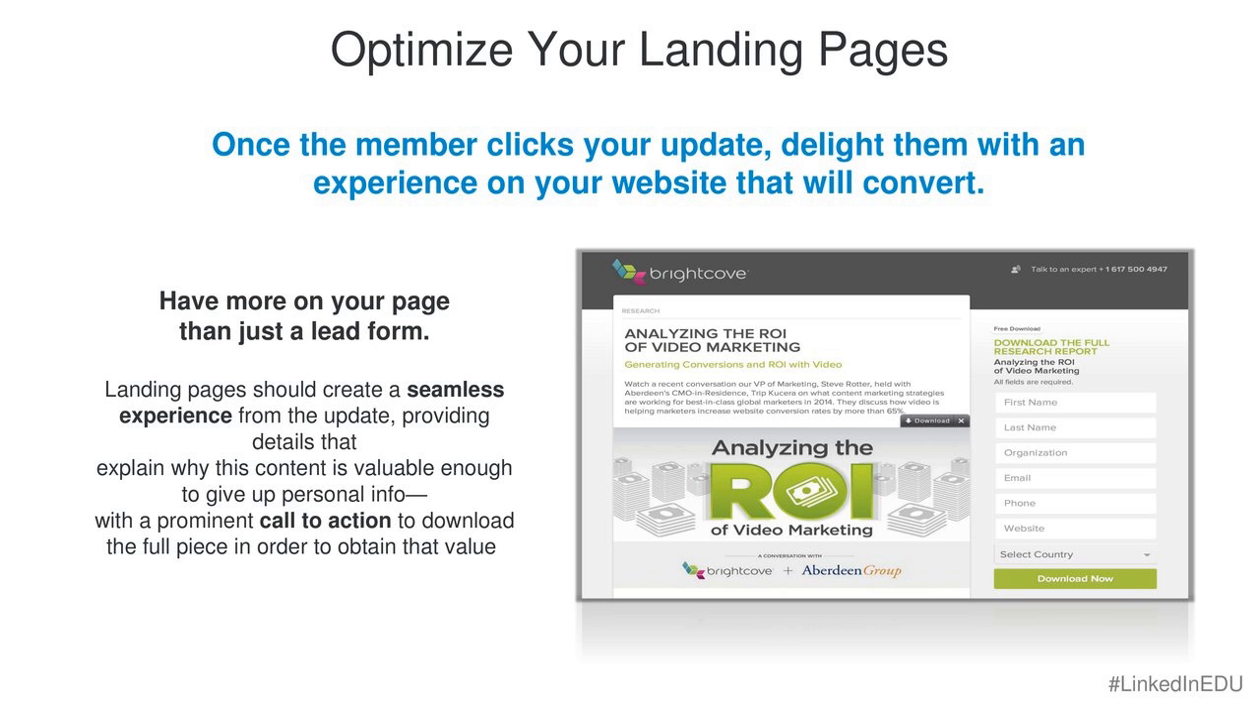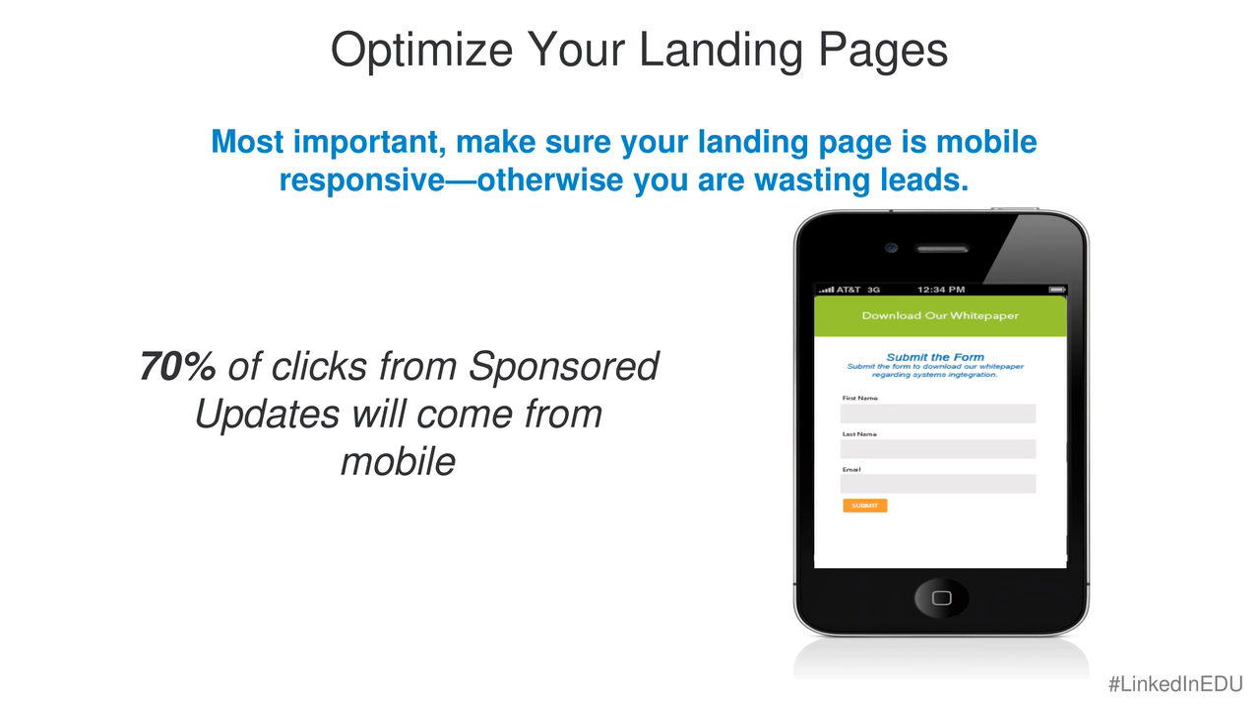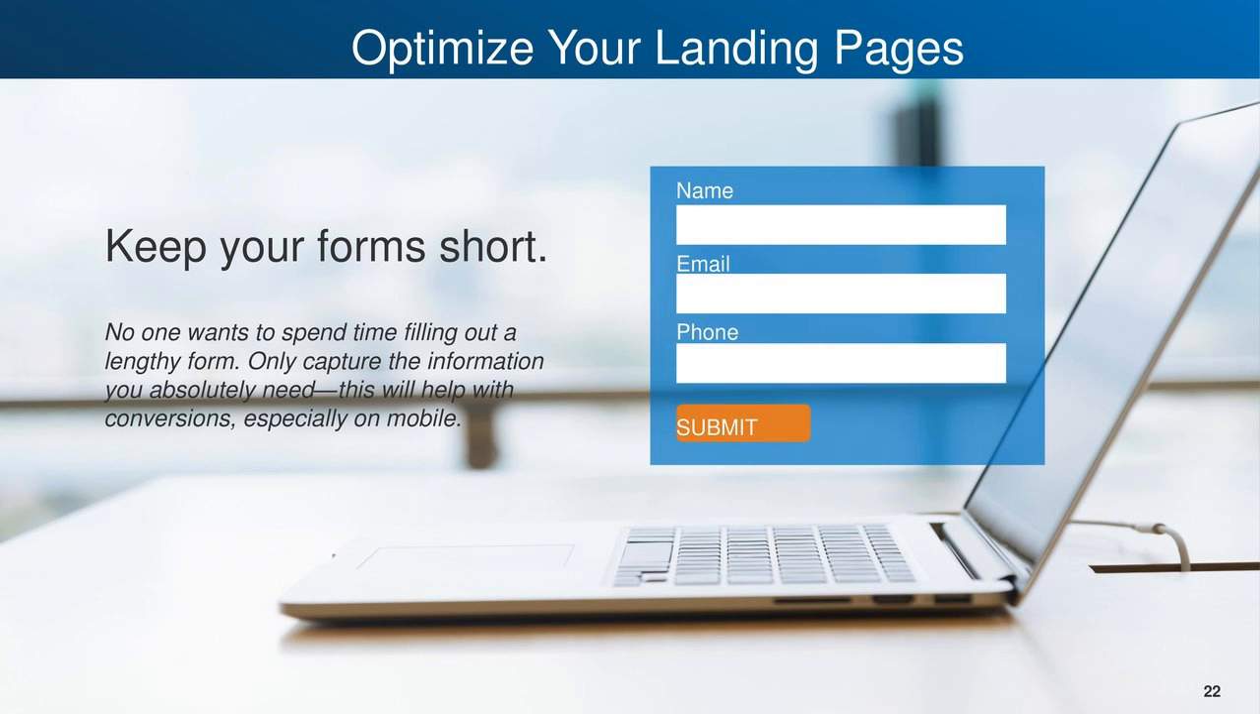Always make sure your landing pages offer the same type of content and the same look and feel that the ad does, so the user isn't confused when they get to the landing page. Like we said, 70% of clicks from sponsored updates will come from mobile, so make sure your landing pages are optimized for mobile. Then most importantly, keep your form fills short. Best practice is keeping your forms to a 3 to 5 field limit, just asking for common information like name, email, phone, something that's easy for the member to fill out and won't take a lot of time.